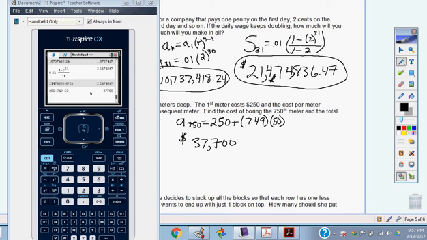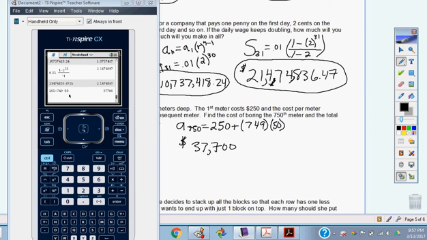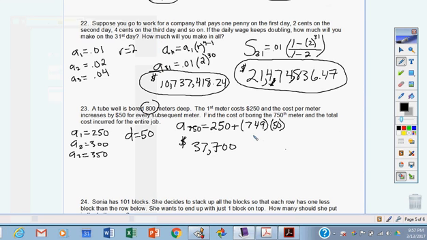I think what I got, 250 plus 749 times 50. Yep. Okay, so understand what that is in the context of this problem. All right, $37,000. That is for the 750th meter. Like this is for 1 meter. That 750th meter out of all 800.